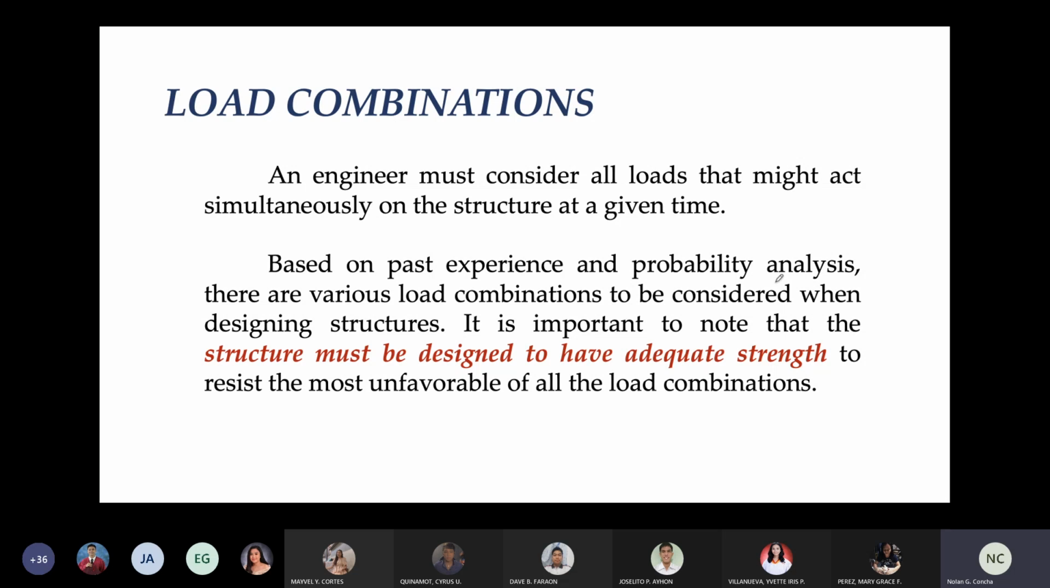Kaya minapalaki natin 1.2 for dead load, 1.6 for live load. May additional na 60% sa live load. Mas malaki. Bakit? Kasi mas variable ang live load. Hindi siya predictable. Mahirap siyang i-predict. Kaya mas maglalagay ka ng malaking wiggle room or factor of safety.